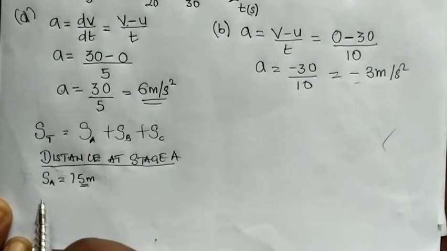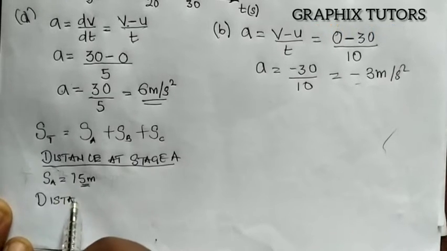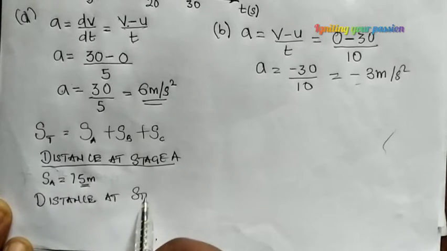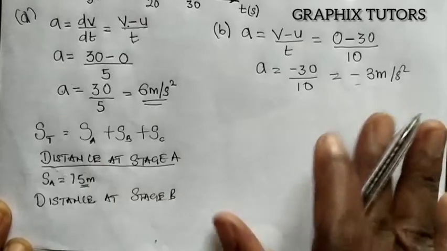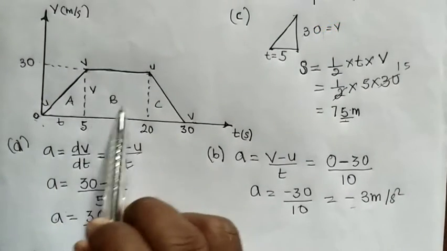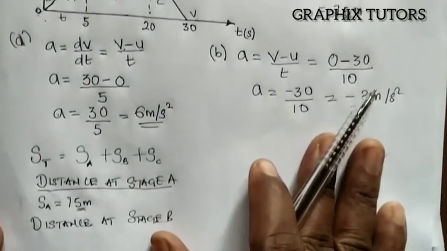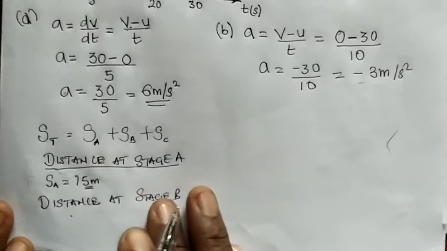Now the next one will be the distance at what? At stage B. So at stage B, if you look at stage B, what figure do you see at stage B? That is what? A rectangle. So I'm going to have a rectangle here, which is something like this.